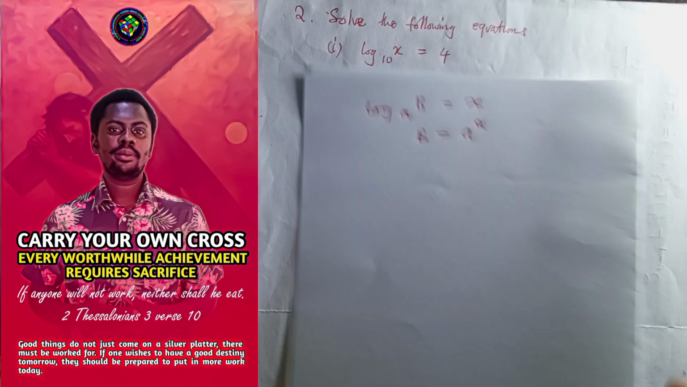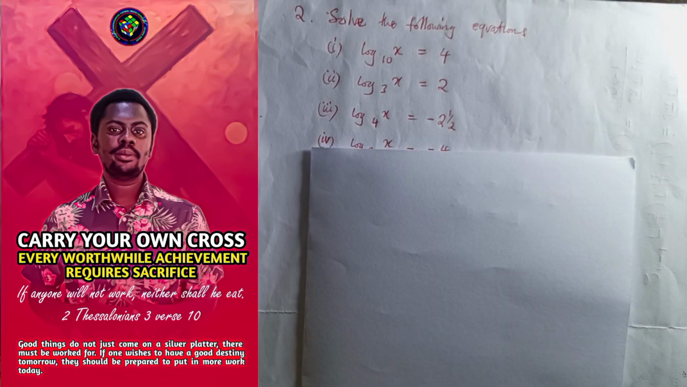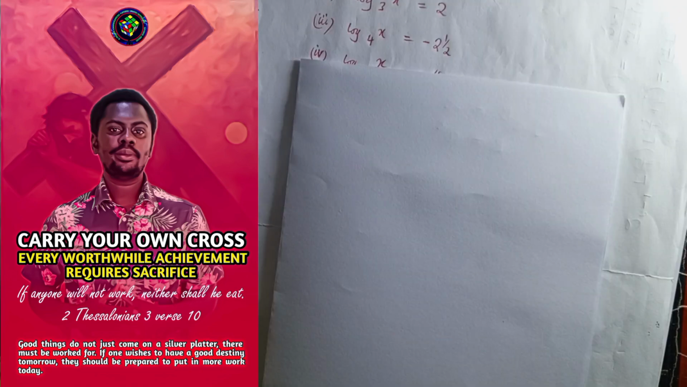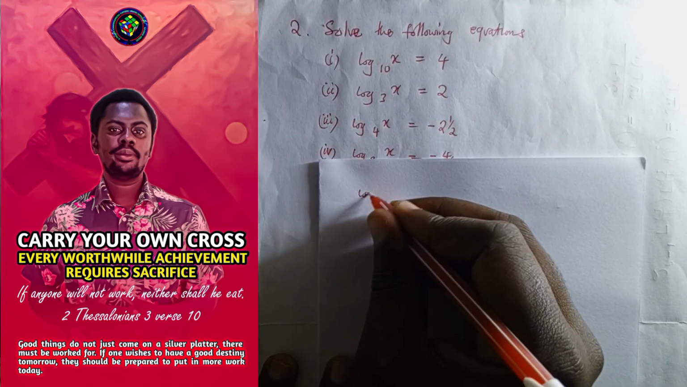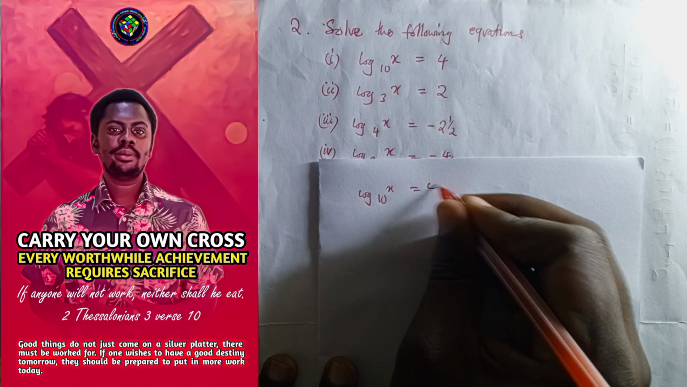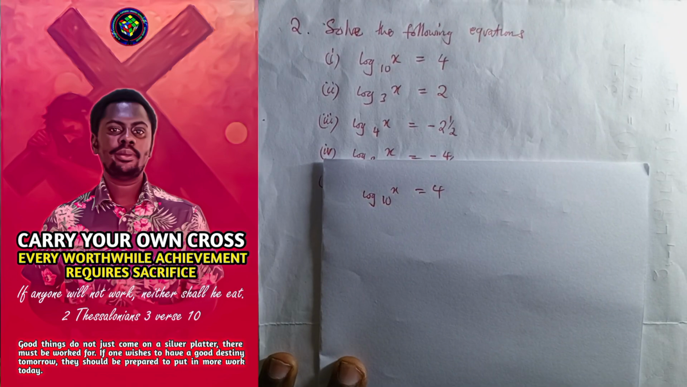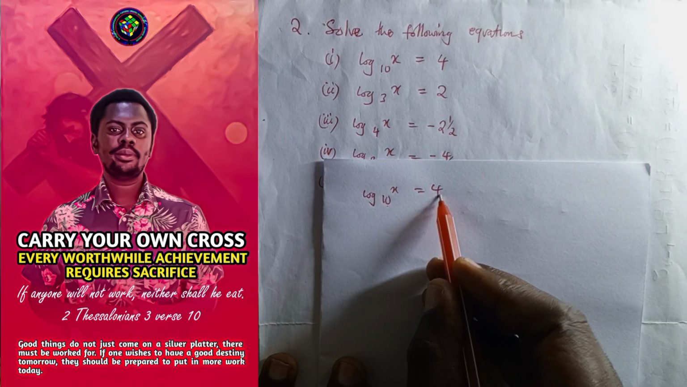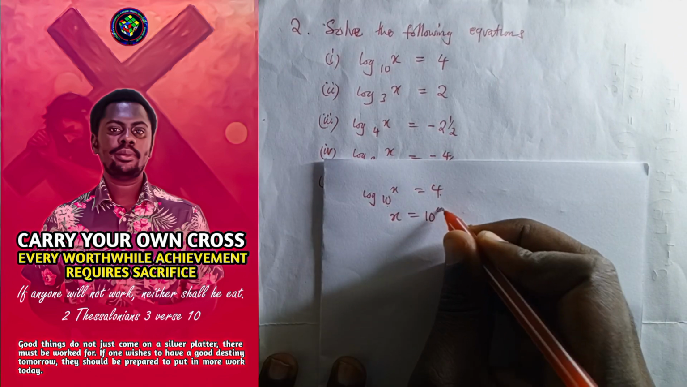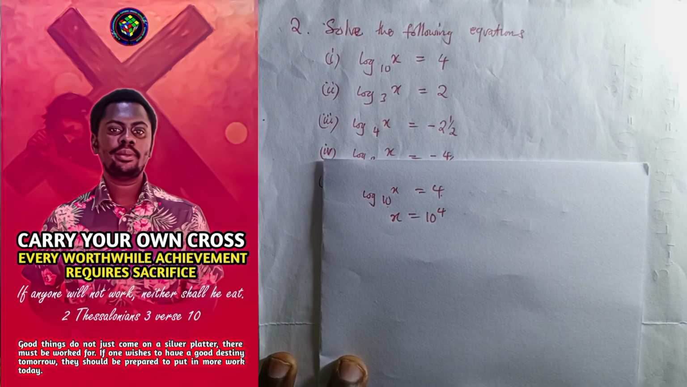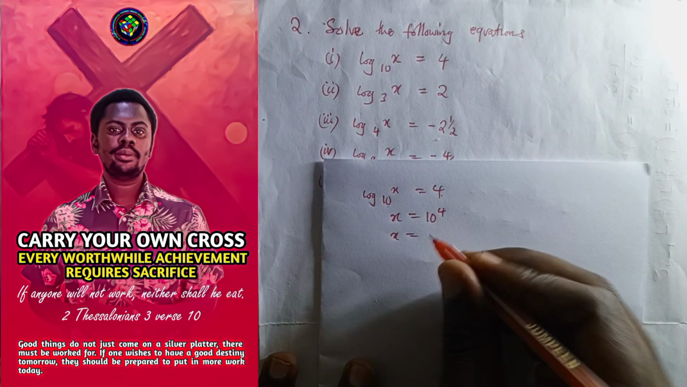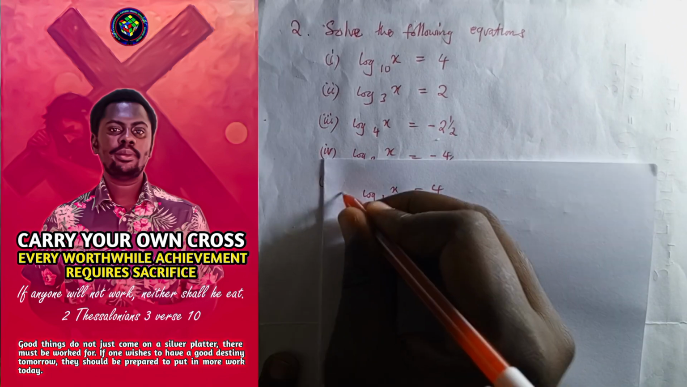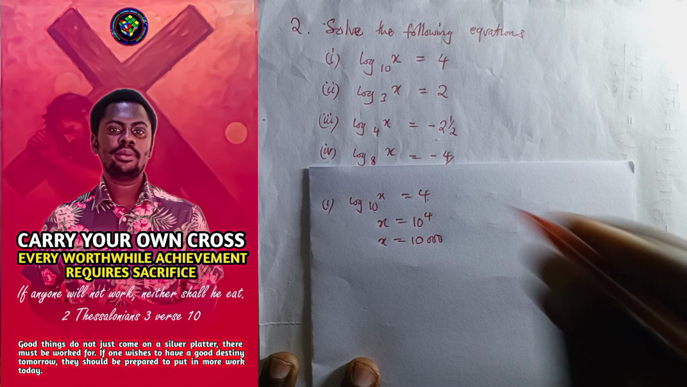Okay, let's go to the questions now. Solve the following equations. Number 1: log of x base 10 is equal to 4. What you do is, this is the base and this will be the power. So x is equal to 10 to the power 4, and 10 to the power 4 is just 10 times 10 times 10 times 10, 4 times. 10 times 10 is 100, times 10 is 1000, times 10 is 10,000. So x is equal to 10,000. That is number 1.